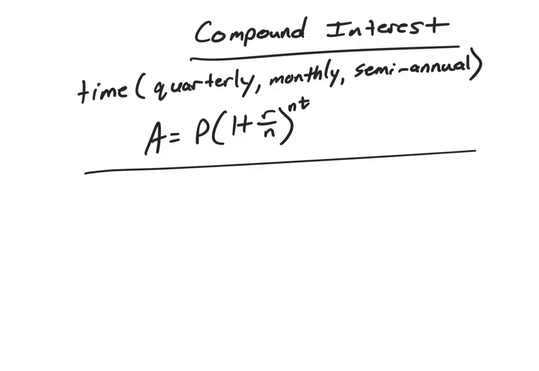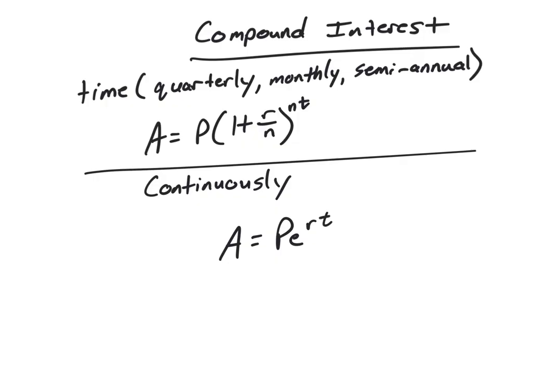The other one is compounded continuously. And the formula we use for that is P times e raised to the r times t. A lot of the same letters in there, a lot of the same variables. The only difference is that one uses the e number.